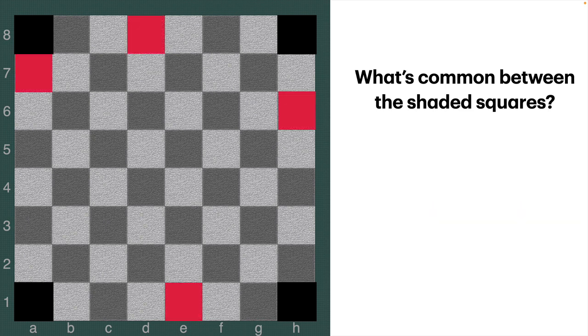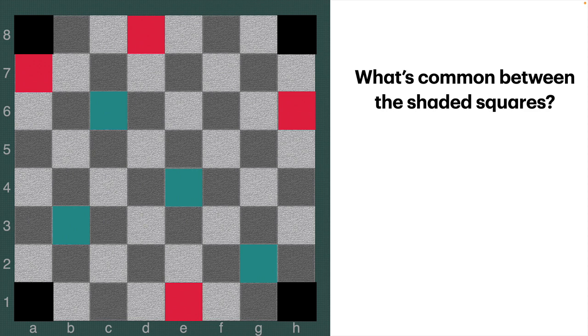I've marked 4 more squares in red. What's common between these 4 shaded squares? If you go by the same logic of how many squares are around each of these red squares, that's 5 in number. And these are what we call the edges.